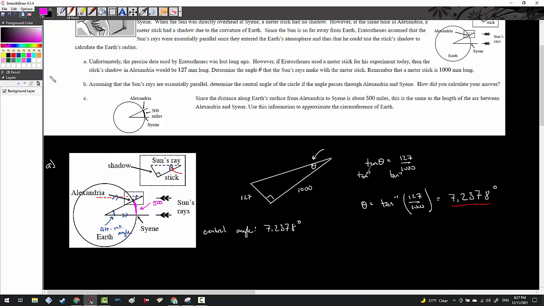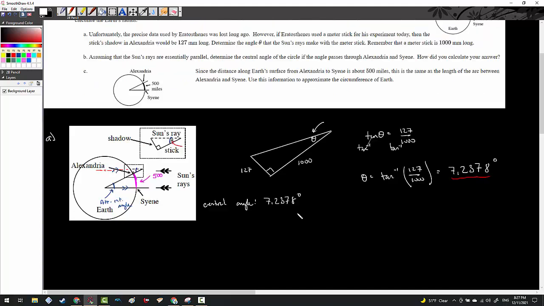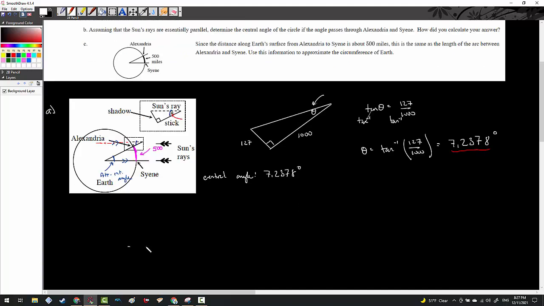So how does this help? Well, what I'm going to do is set up a proportion, and the proportion is going to be a fraction equaling another fraction. I know my central angle is 7.2378 degrees. So I can say 7.2378, and that's going to be a fraction of the total angles that form a circle, which is going to be 360. Well, I know that this 7.2378 degrees corresponds to the 500 miles that is a fraction of the total Earth's circumference, which is exactly what they're asking us to find.